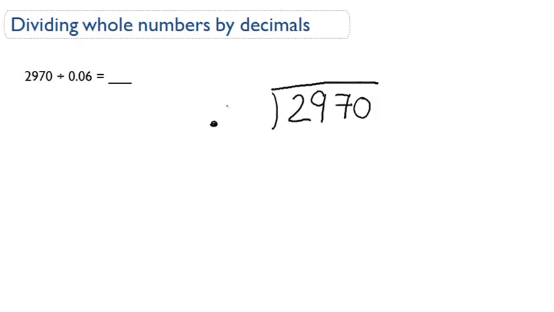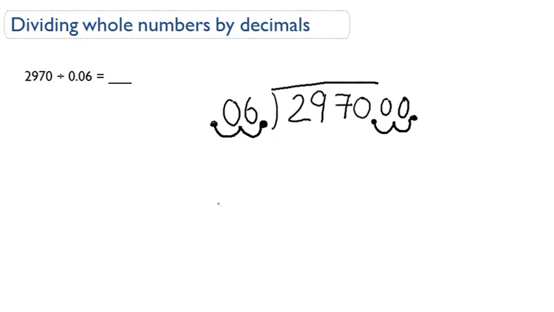Okay, so we have in this case 0.06. We need to move this decimal place over 2 places in order to make it no longer a decimal. And since we've done that with the divisor, we need to do it with the dividend as well, okay? So there's a decimal point here. We need to move this over 2 places as well, okay? And that's what it's going to look like.